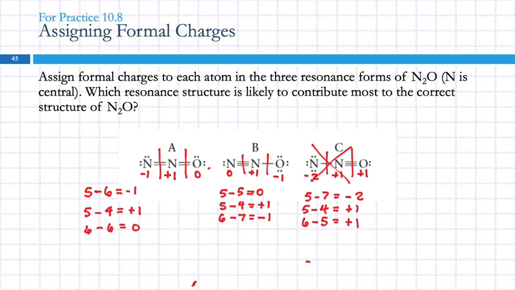If there's a negative formal charge, we would like that to be on the more electronegative atom. So we've got nitrogens and oxygens. Who's more electronegative? Who's closer to fluorine? Oxygen. So this one, where the negative charge is on the oxygen, is going to be the more stable one. So this is our winner. Most likely to contribute the most to the correct structure.